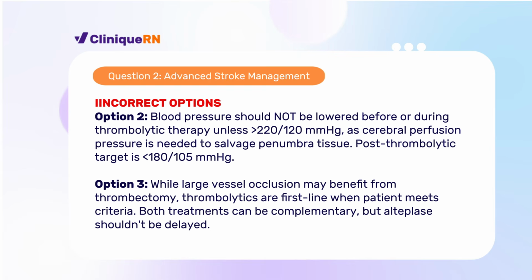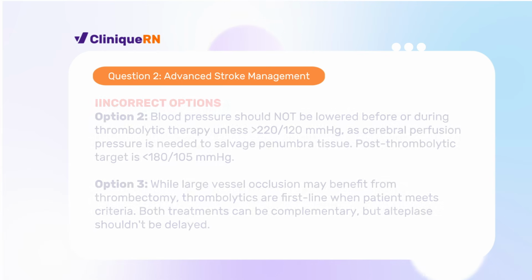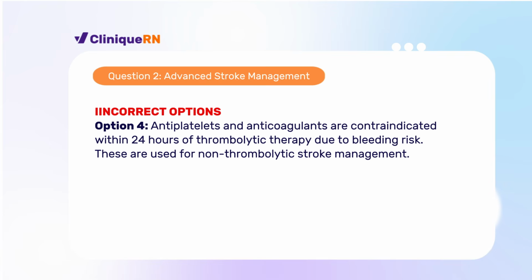Option 3. While large vessel occlusion may benefit from thrombectomy, thrombolytics are first line when the patient meets criteria. Both treatments can be complementary, but alteplase shouldn't be delayed. Option 4. Antiplatelets and anticoagulants are contraindicated within 24 hours of thrombolytic therapy due to bleeding risk. These are used for non-thrombolytic stroke management.